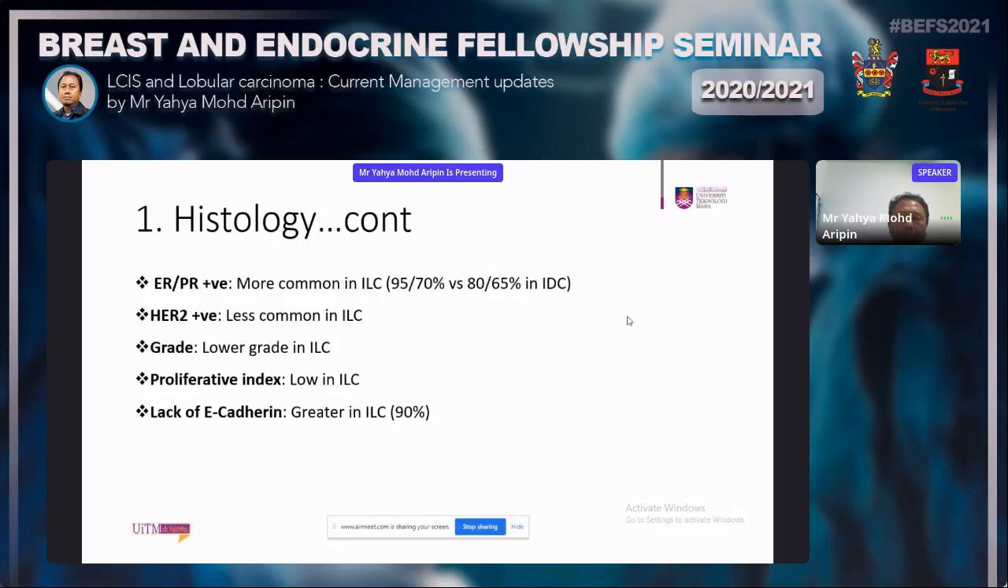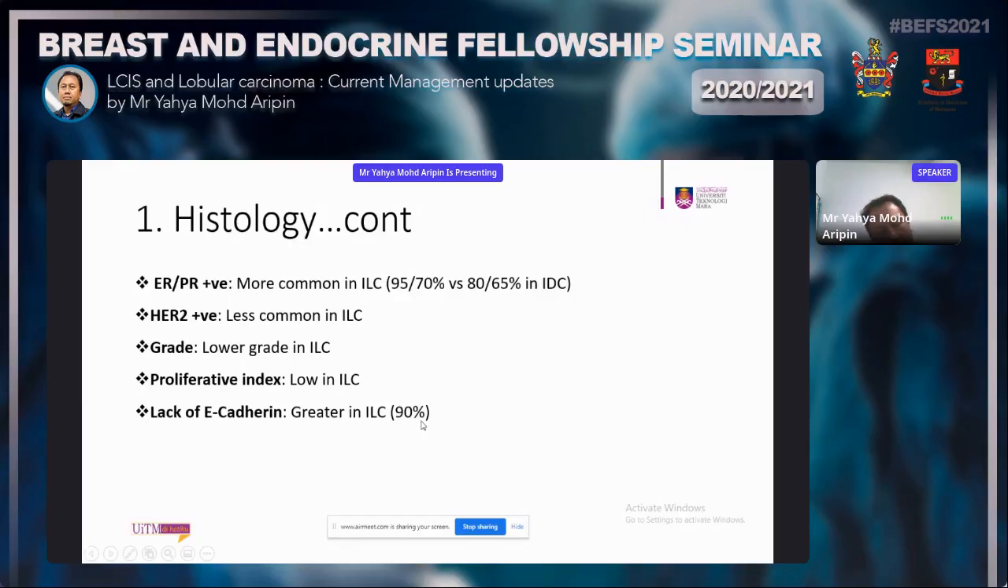Okay, ILC tends to have a favorable cancer profile. Most of them are ER positive, most of them are HER2 negative, and they are low grade tumors with a low proliferative index. And in immunohistochemistry, this is the hallmark feature of ILC.